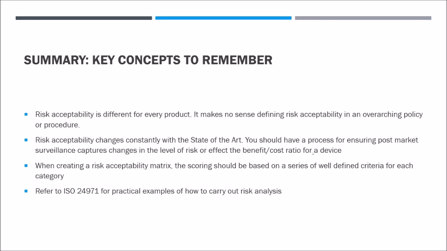When creating a risk acceptability matrix, the scoring should be based on a series of well-defined criteria for each category. For people that are not involved with post-market surveillance or anything like that, and are just doing risk assessments or product risk assessments, that is probably the most important point. When you're doing your scoring, make sure you define your categories properly, so people can score the risks appropriately.